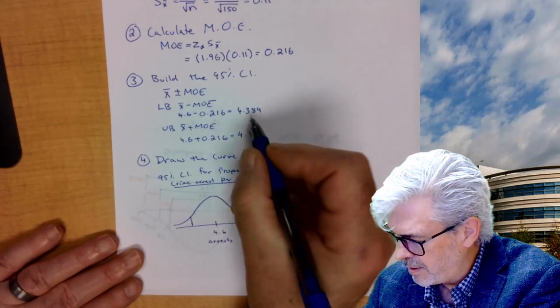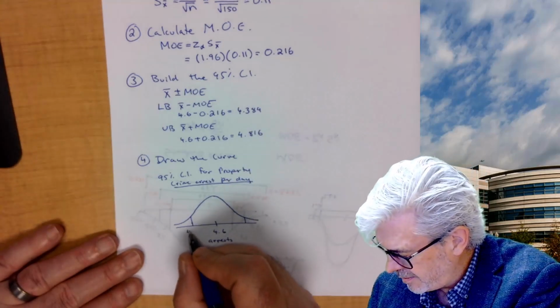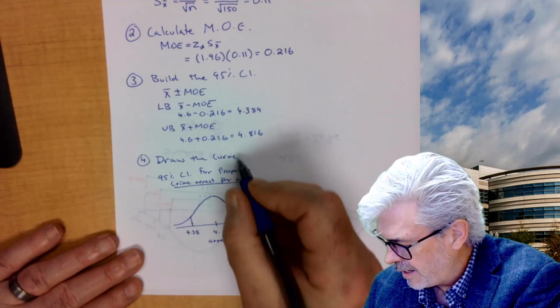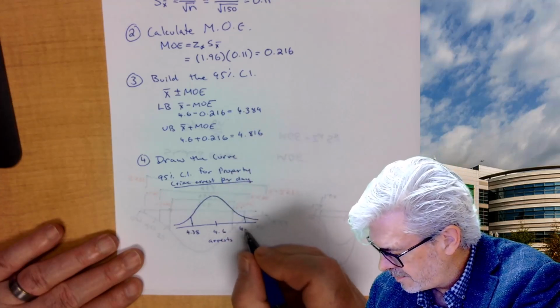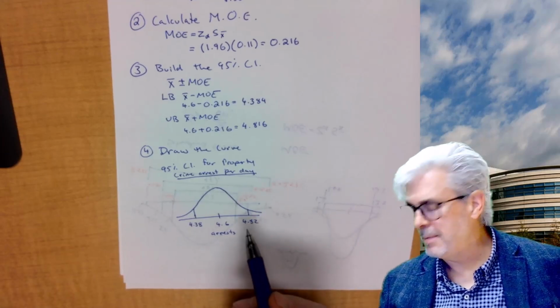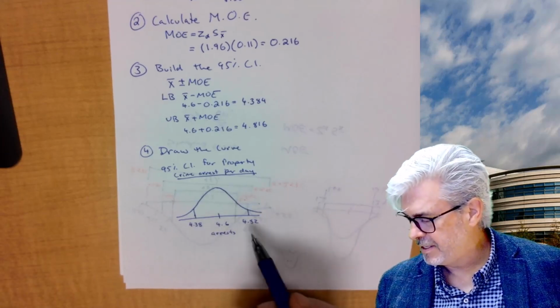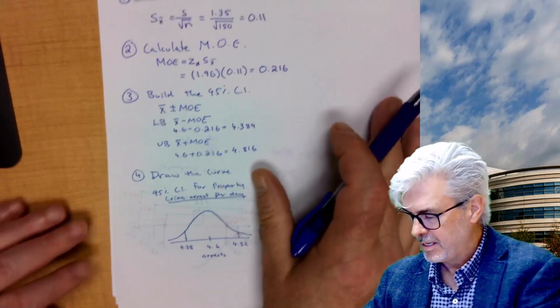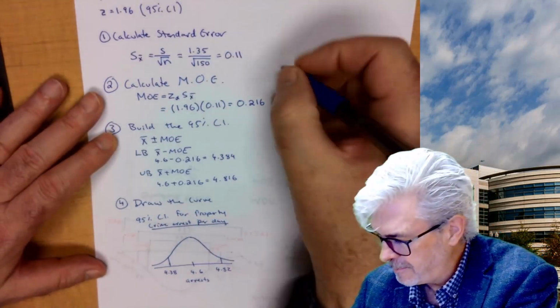My lower bound, I'll round it now, 4.38. And my upper bound, 4.82. All right. So that's what I mean when I say I'm 95% confident that it's between these two values, right? That leads to a fifth thing that I could do.